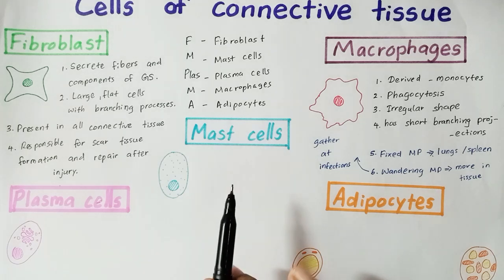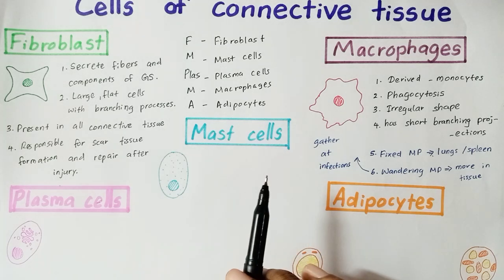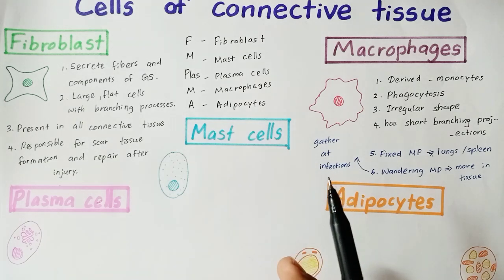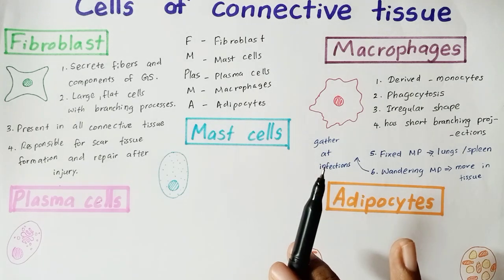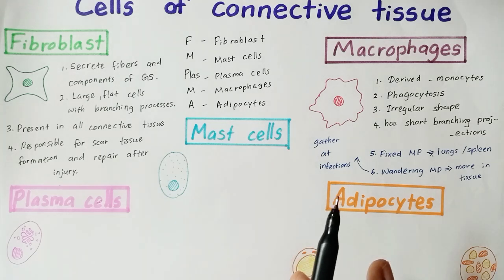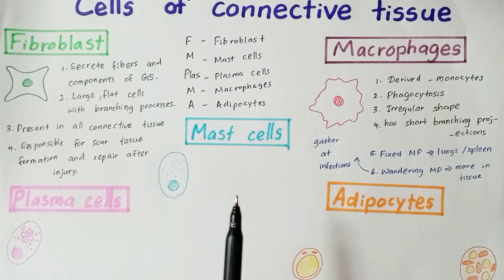So now let's move to mast cells. These mast cells contain chemicals such as heparin and histamine and proteolytic enzymes. So these are released in injuries such as trauma or infection. And also these cells are found alongside the blood vessels.